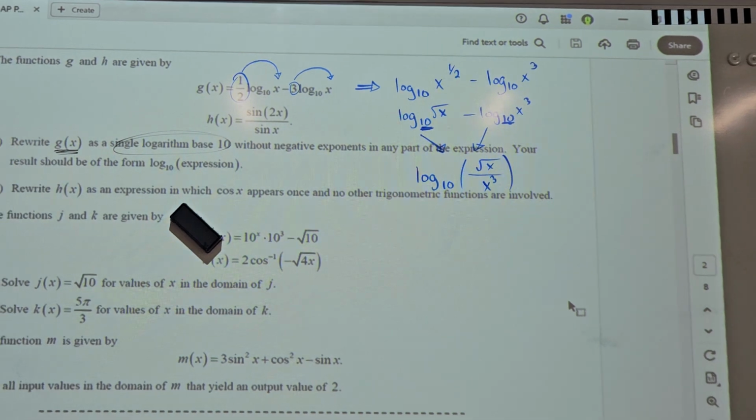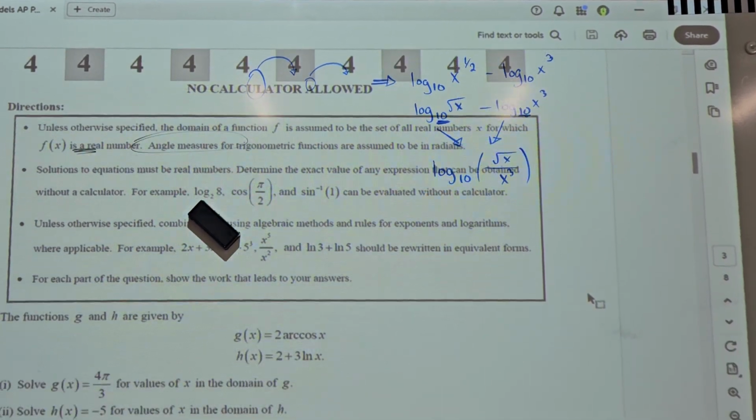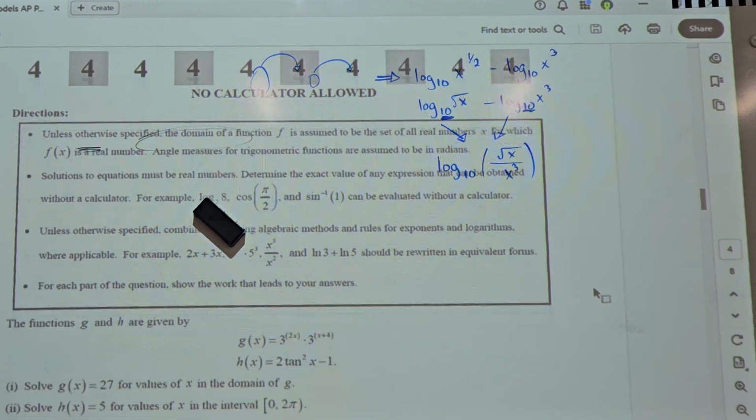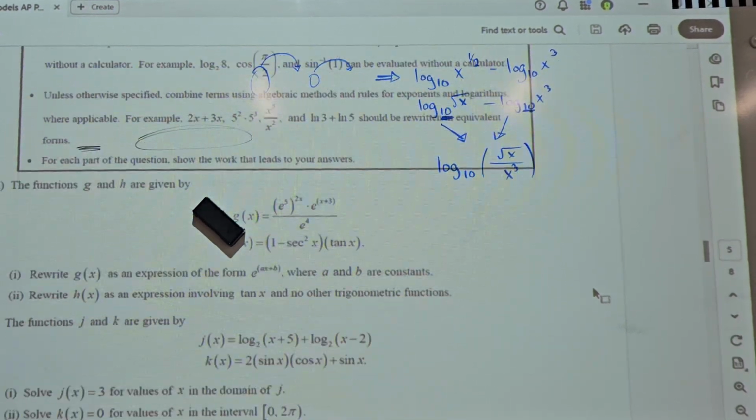So let's try to find another one. Let's try to find another one here. Anything here? A simple one. You guys won't panic.